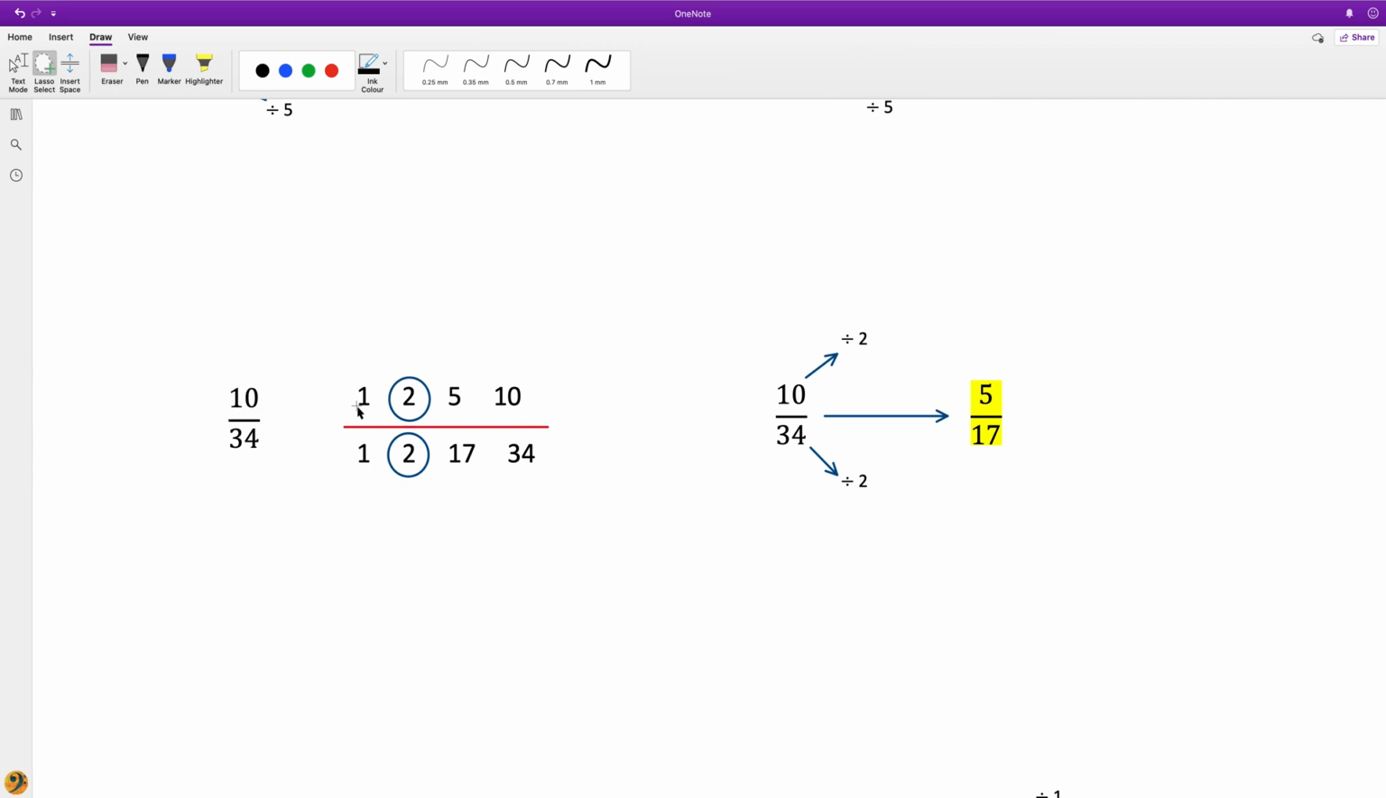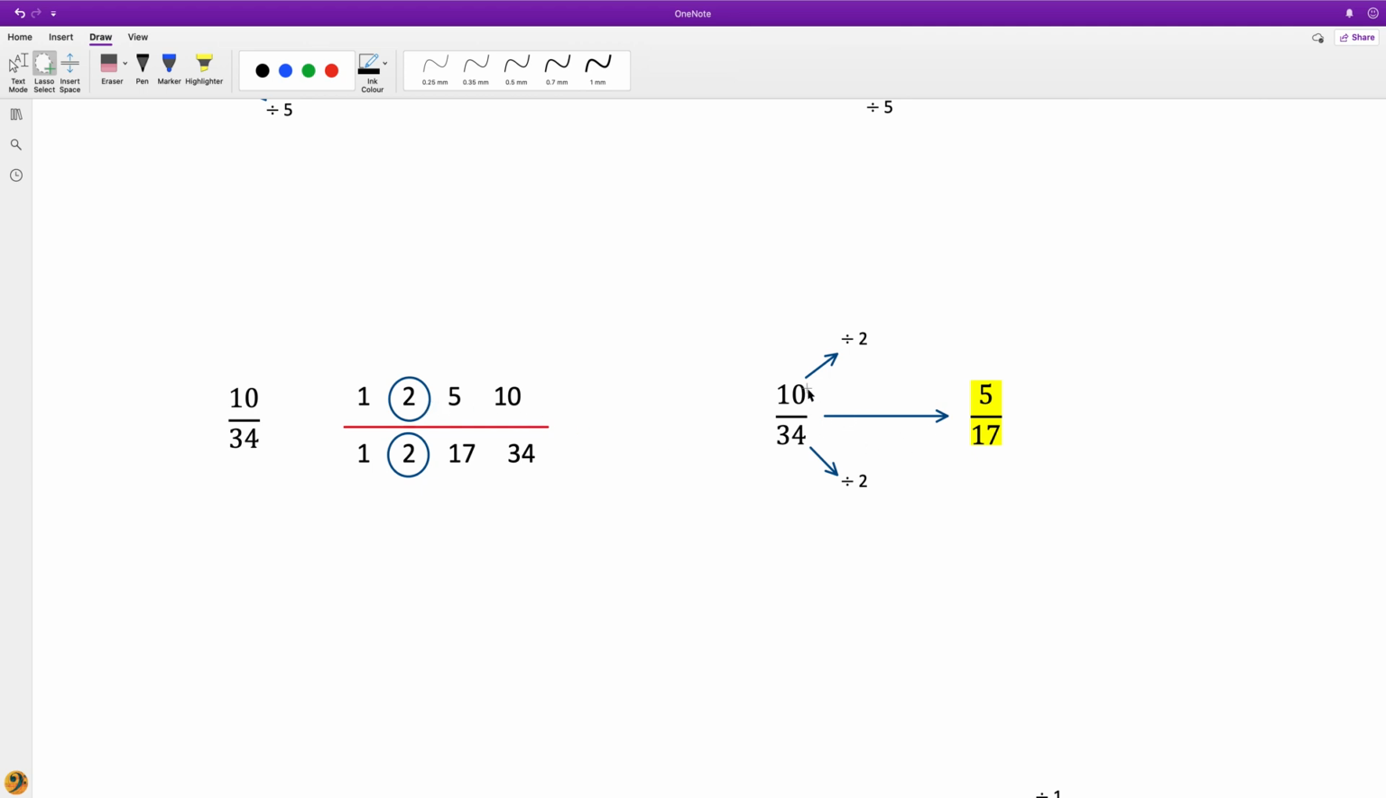So we work out all the factors of 10, and they happen to be here because 1 multiplied by 10 gives 10, and 2 multiplied by 5 gives 10. And we do the same for the denominator, which is 34. So all the factors of 34 are down here. 1 multiplied by 34 gives 34, and 2 multiplied by 17 gives 34. So we follow the same process. The highest common factor happens to be 2 in this case.